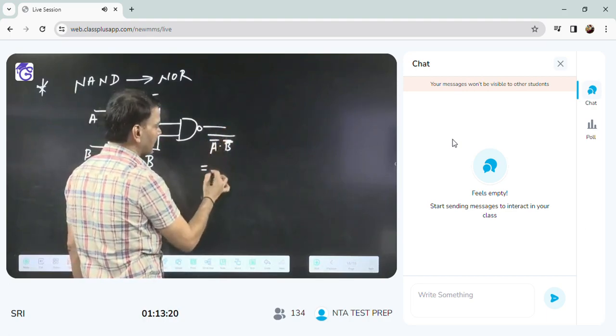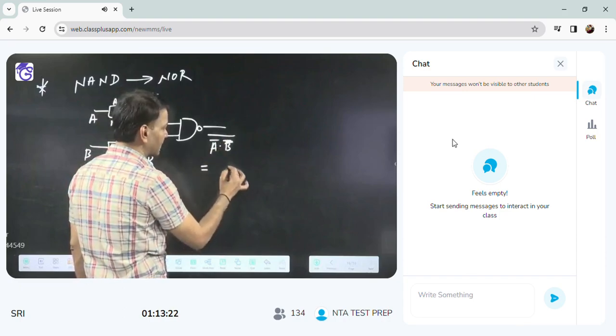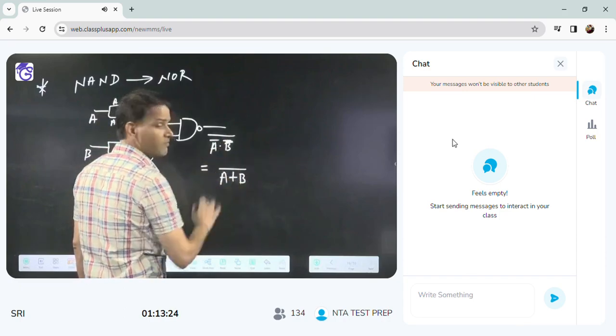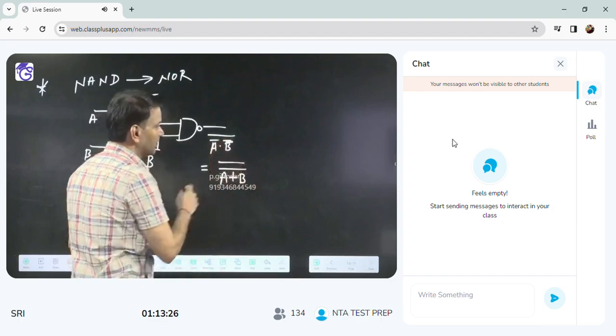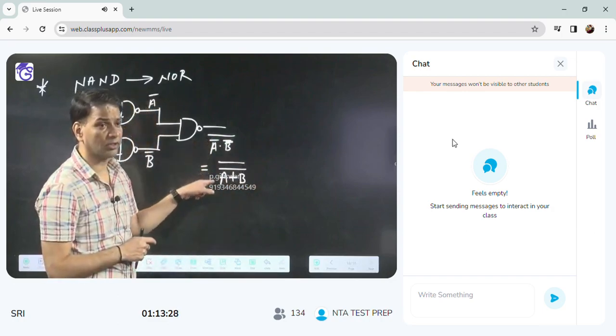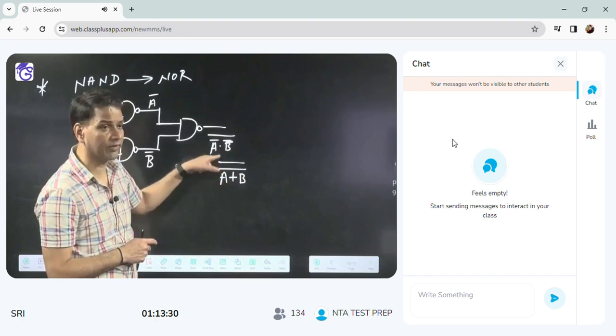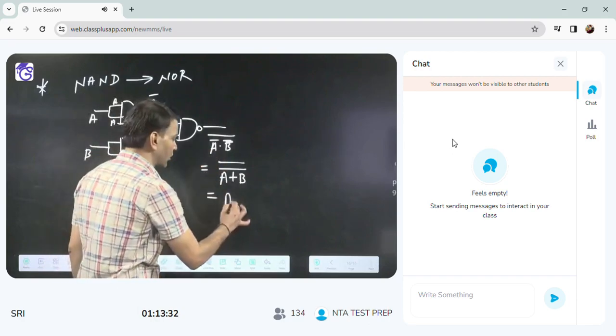Separate bars, I can write what? I can combine the bar and change the sign. Okay, and one more bar is there. A bar dot B bar, I can write what? A plus B whole bar. Now, even number of bars cancel out, what you got? A plus B.